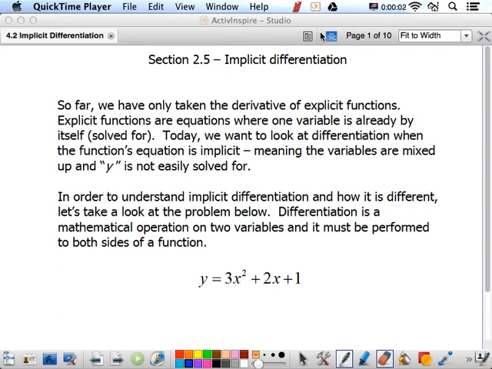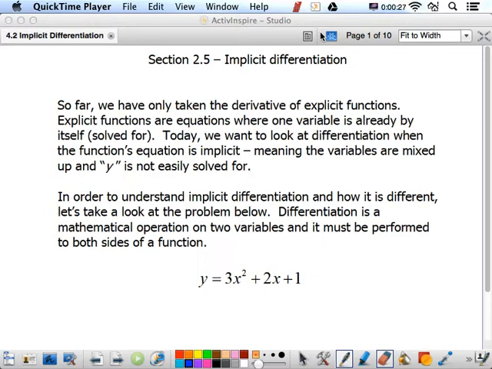Section 2.5 deals with implicit differentiation. So far, we've only taken the derivative of explicit functions. Explicit functions are equations where one variable is already by itself or solved for. So far, we've looked at things that are y equals f of x, equals g of x, equals h of x. We've never really looked at anything where the variables are mixed up.